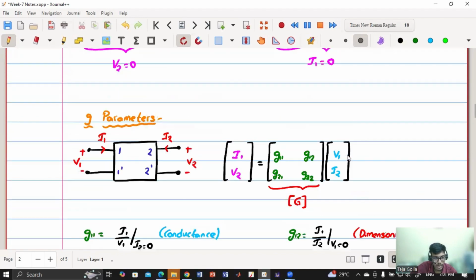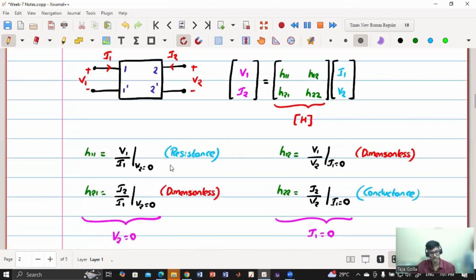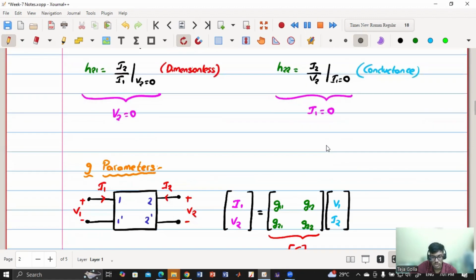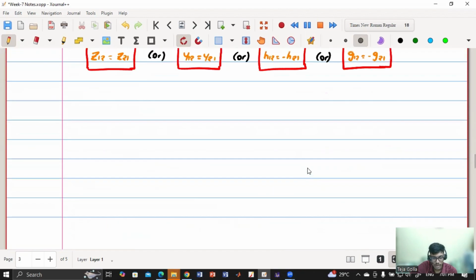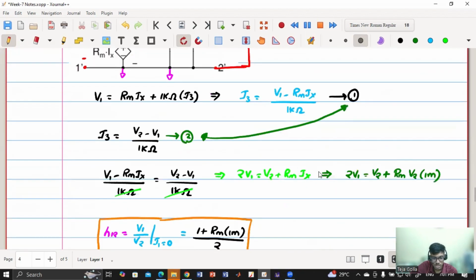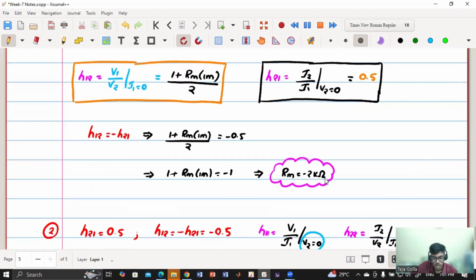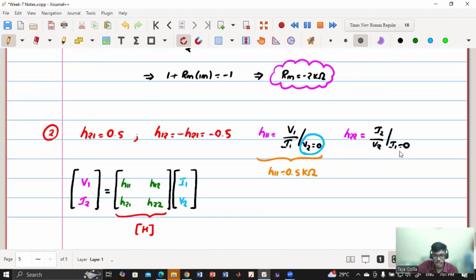And let us go back and check. H11 has resistance, and these two are dimensionless. Now if we find H22, it will have the unit of conductance. So H22 is I2 by V2 when I1 is 0. So let us come back and see what is the H22. It says I1 is 0.